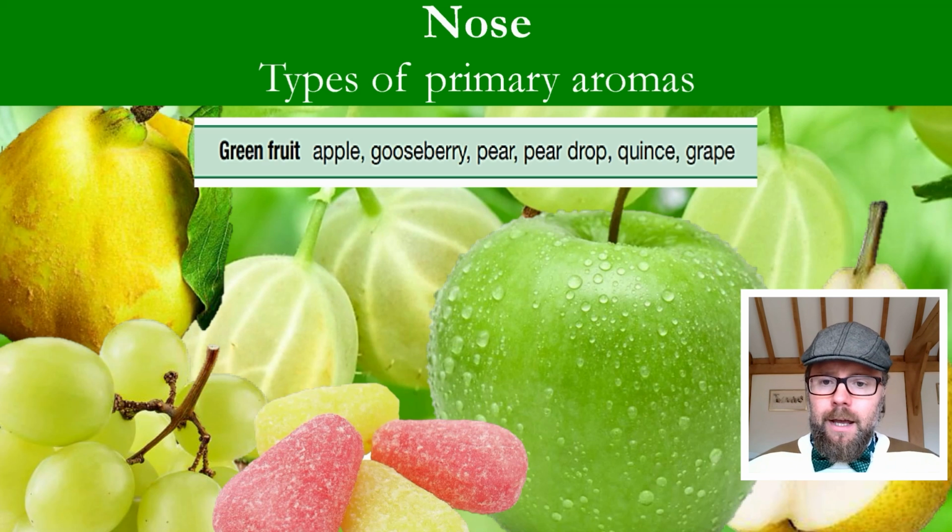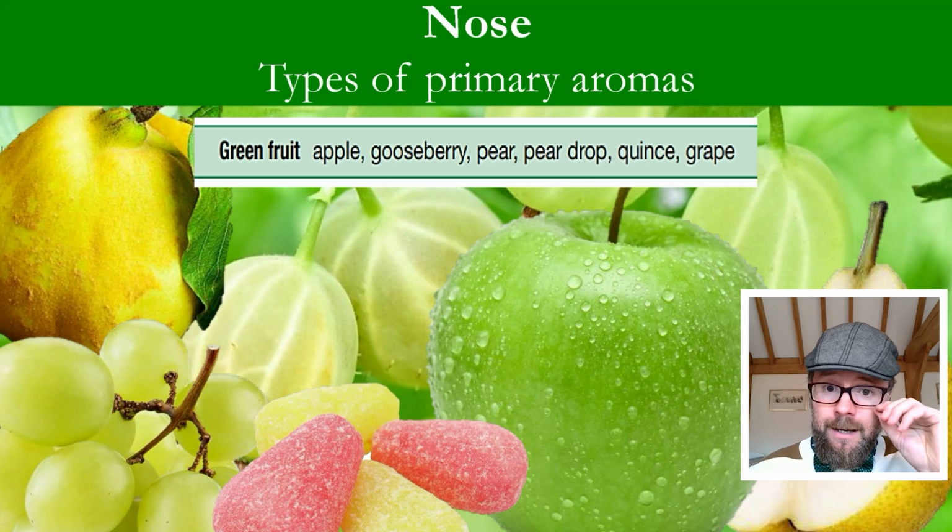Next up, we are talking about the four categories of white wine fruit, beginning with green fruit. So that's your cluster, like apple, gooseberry, pear, pear drop, quince, and grape. So you'll see lots of these here. The large fruit in the middle here, the green fruit, is apple. Gooseberry is in the background, you'll see there with the white veins through it. You have pear to the right-hand side. Pear drop at the bottom.